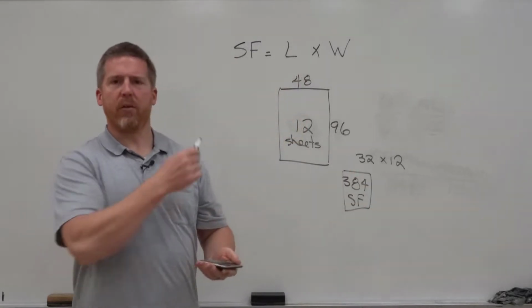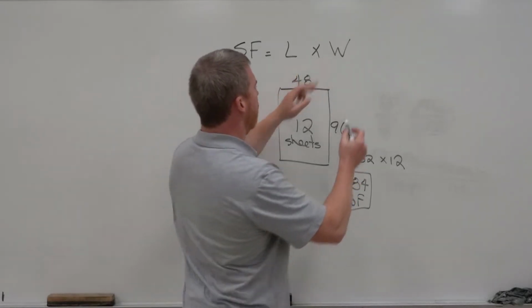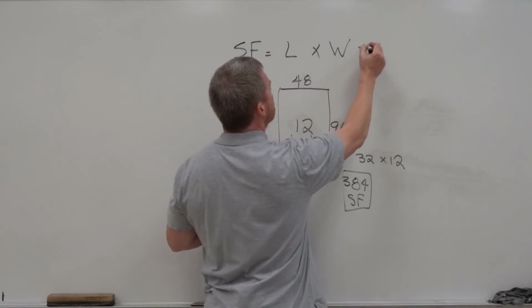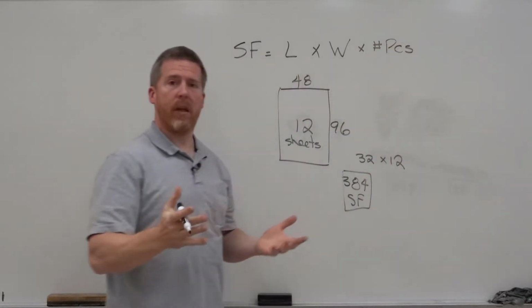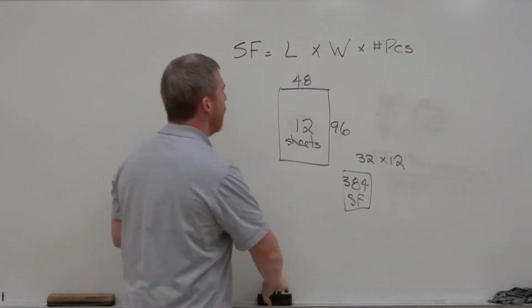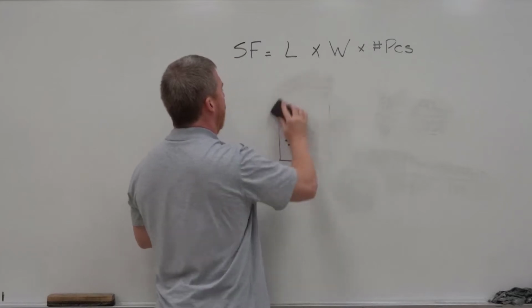Now, how does that relate to our original equation? So we have length times width. We can just throw in here times the number of pieces. Okay, times the number of pieces. So now we've got 3 numbers up there that we need to figure out as we go through problems.